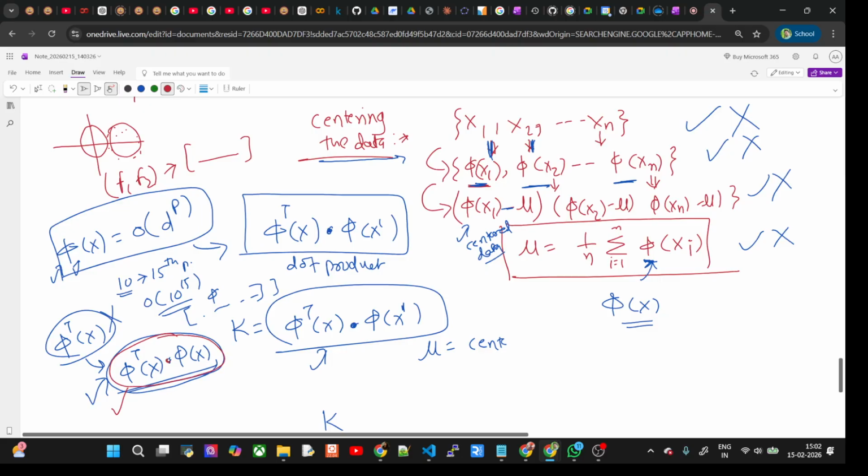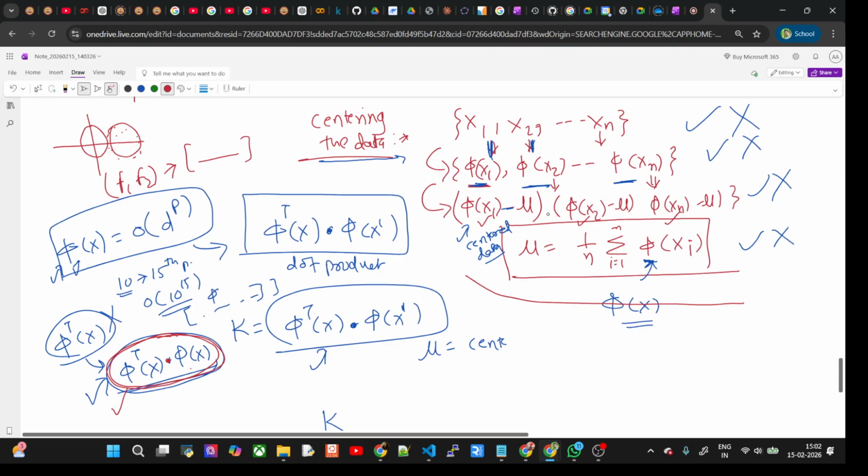This is your ultimate goal. To get the ultimate goal, you don't want individually phi of x and phi of x transpose. You just get this complete dot product with some way. But when you are doing the centering, it is saying to use phi of x1, x2 individually, and then subtract it from the mean. But that is dangerous. You don't want to do that because you don't want to come back to the calculation of phi of x individually.